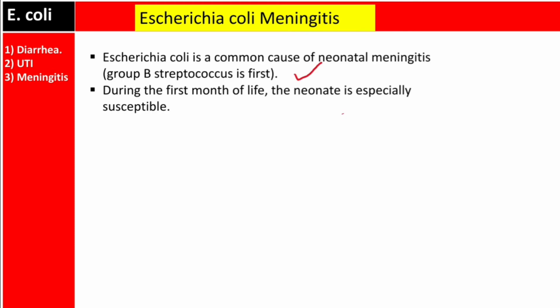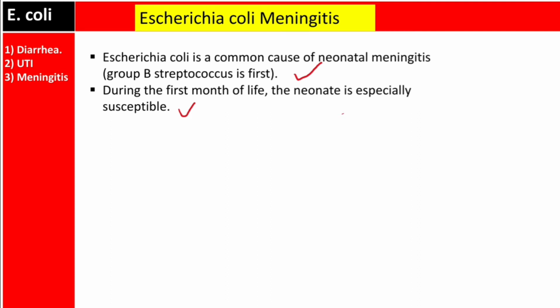During the first month of life, the neonate is especially susceptible because there is no immunity. So one more time, these three bugs which I just told you: E. coli, group B streptococcus, and Listeria monocytogenes. They infect neonates or babies below the age of 3 months.